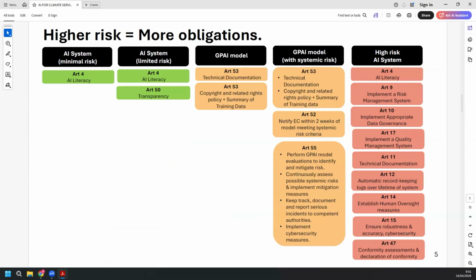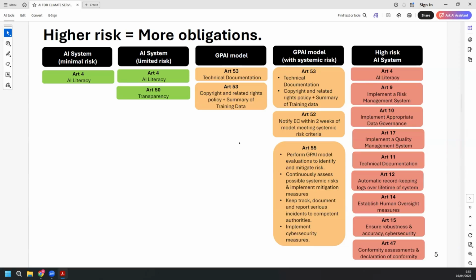Versus if you are developing a high-risk system or model, you need to implement a high-risk management system. You need to establish human oversight measures, meaning a human actually has a mechanism to operate or disable the AI. It can actually check the decisions. You need to log everything. So as long as the system is turned on, you need to record everything. And you need to have really robust technical documentation.